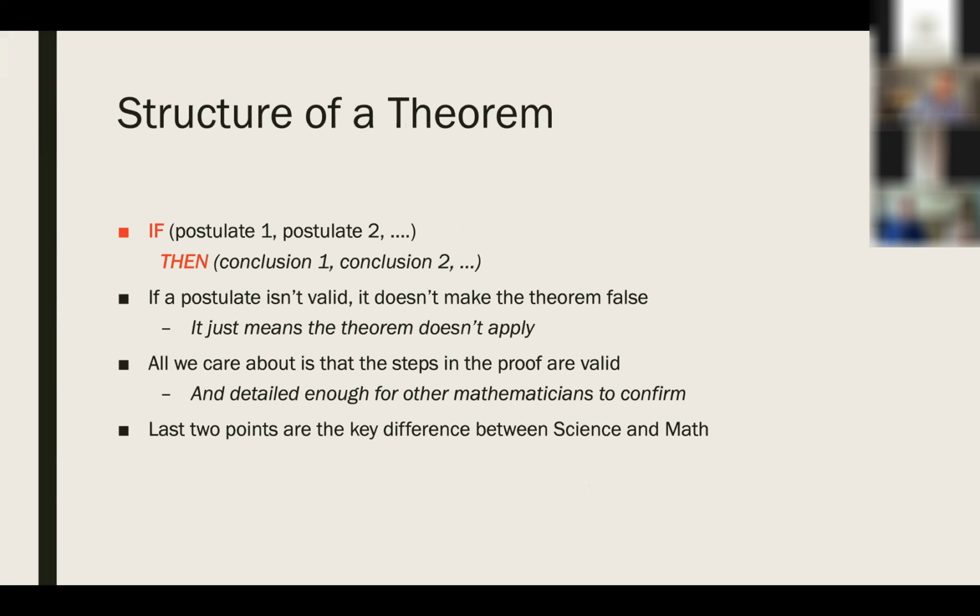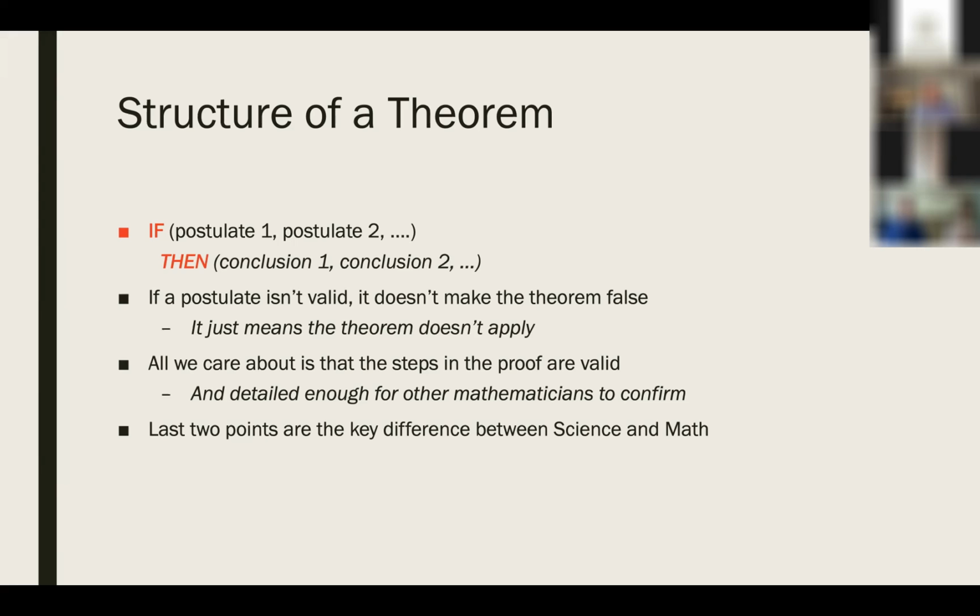Okay, so the structure of a theorem is basically the two words if and then. So if various assumptions or postulates, then you can draw conclusions. And then the mathematician's job is to recognize something interesting that you can prove from assumptions that he wants to make and demonstrate that his proof is correct.